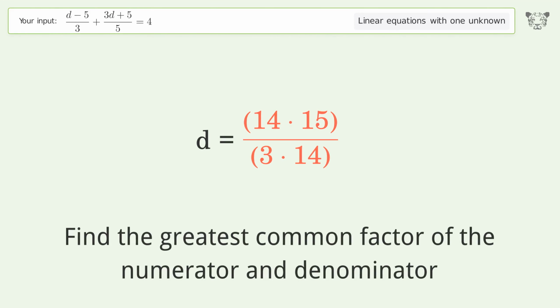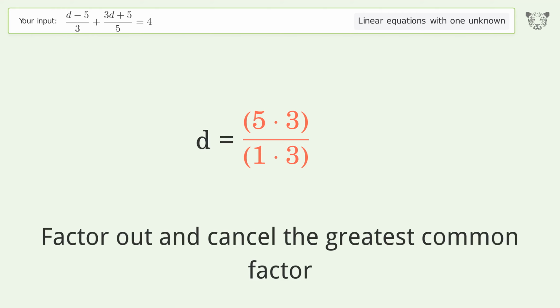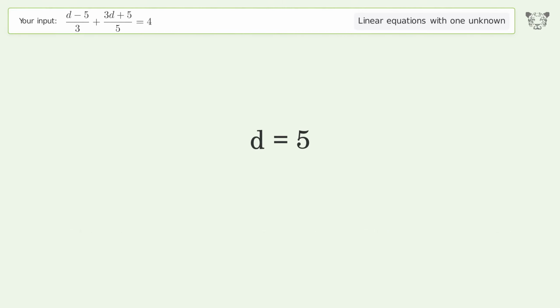Find the greatest common factor of the numerator and denominator. Factor out and cancel the greatest common factor. And so the final result is d=5.